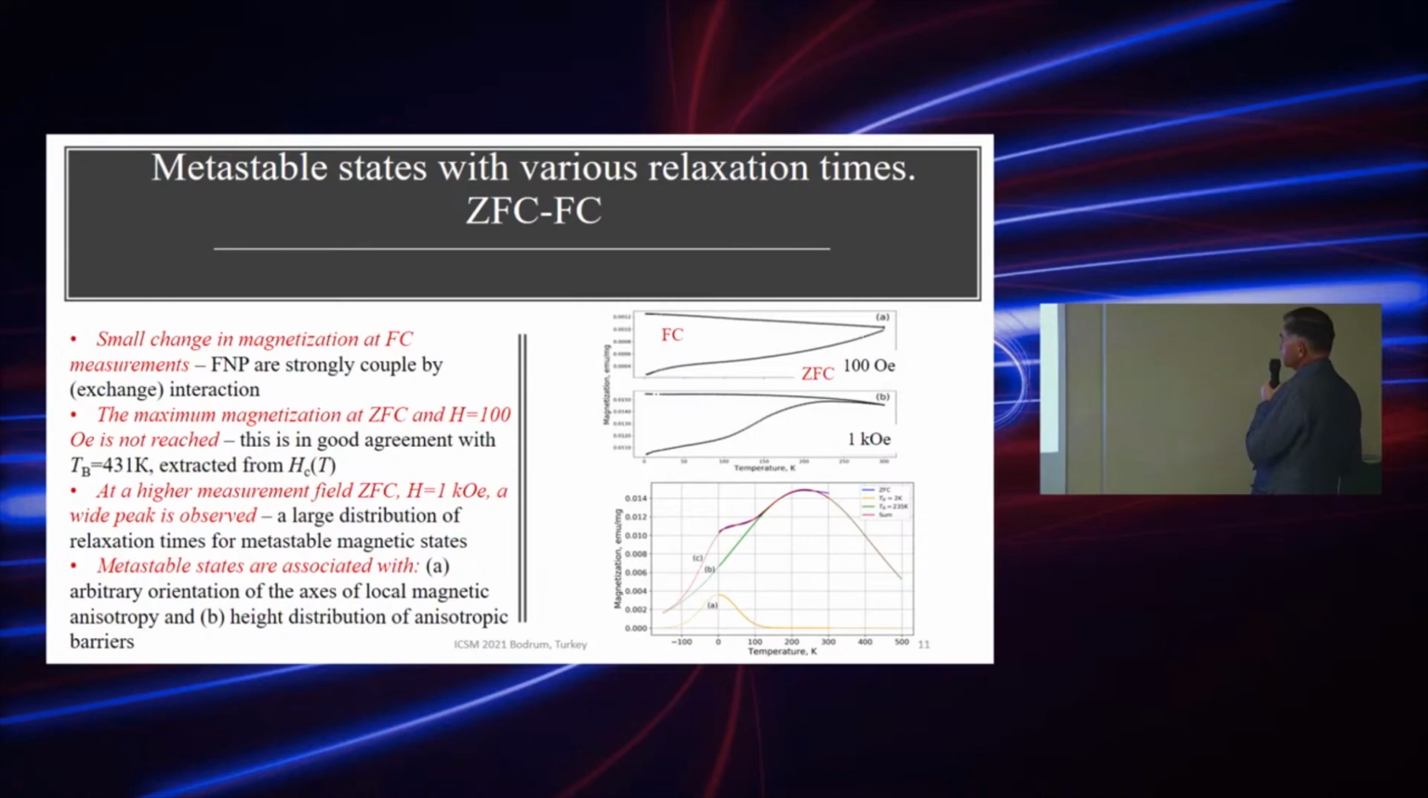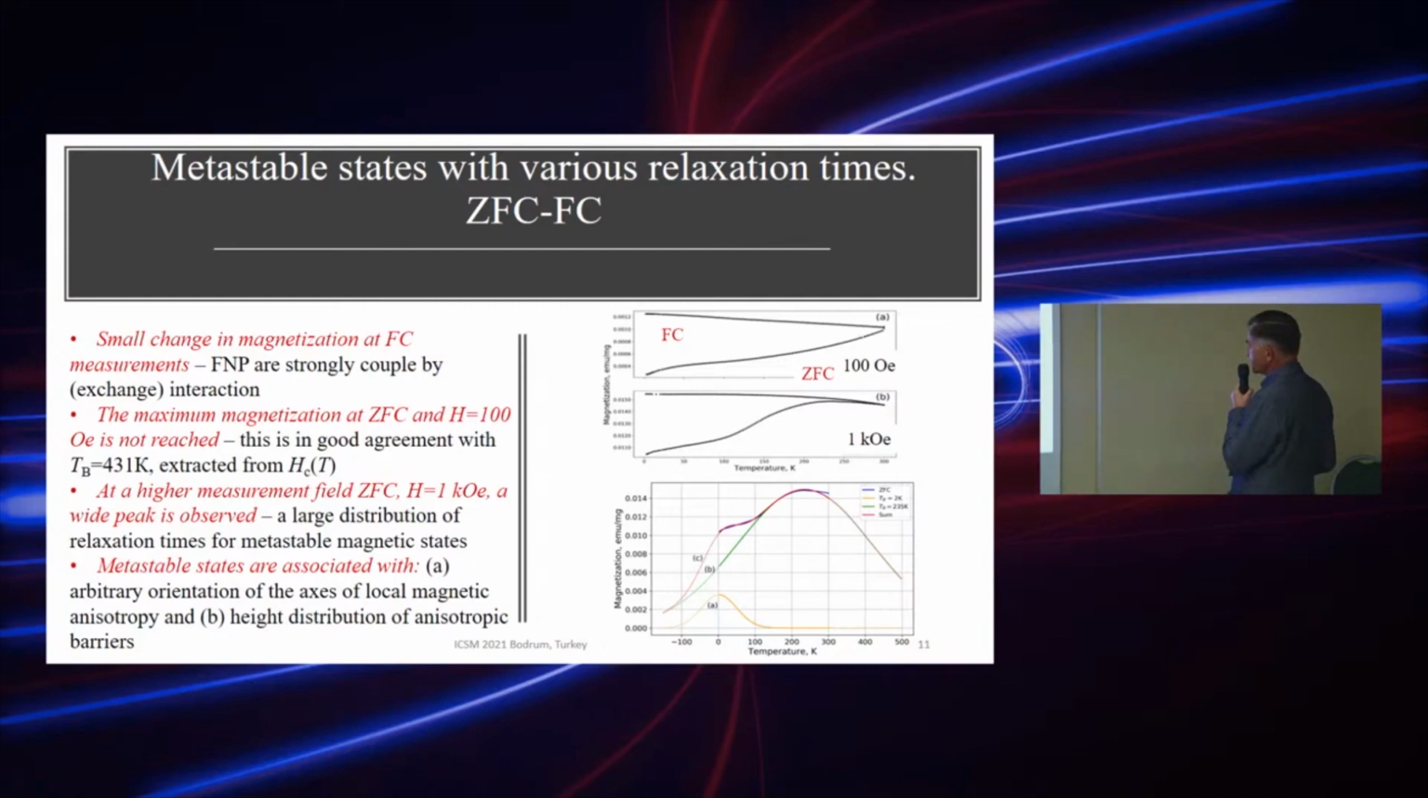So from field-cooled and zero field-cooled magnetization measurements, we obtained important results that, for example, for data measured at 100 Oersted, we got a small change in magnetization at field-cooled measurements. It means that ferromagnetic nanoparticles are strongly coupled, mainly, we believe, by the exchange interaction. The maximum in the zero field cooled curve at 100 Oersted was not reached. This is in agreement with the value of the blocking temperature. Measurements were done up to 300 K.